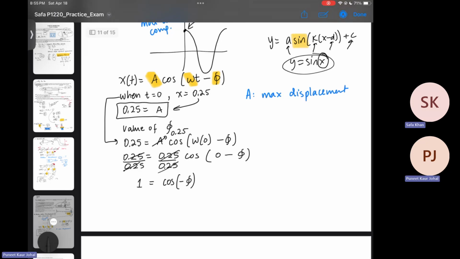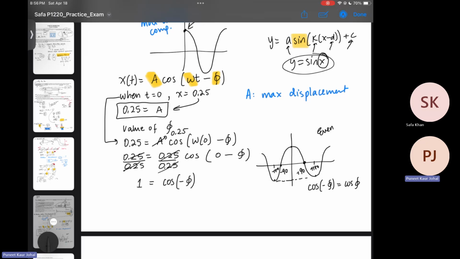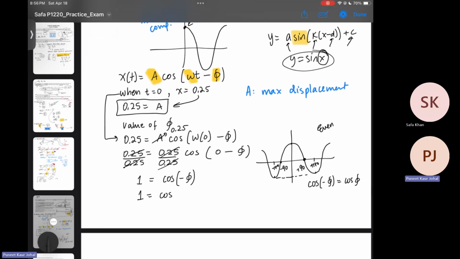If you look at the shape of it, cos is actually what we call an even function. It means it's symmetrical, so no matter if I ask for positive 90 or negative 90, or positive 180 or negative 180, the values are going to be exactly the same. That's what an even function means. If you have a negative phi, the value is going to be exactly equal to that of a positive phi. Which means 1 is equal to cos phi.